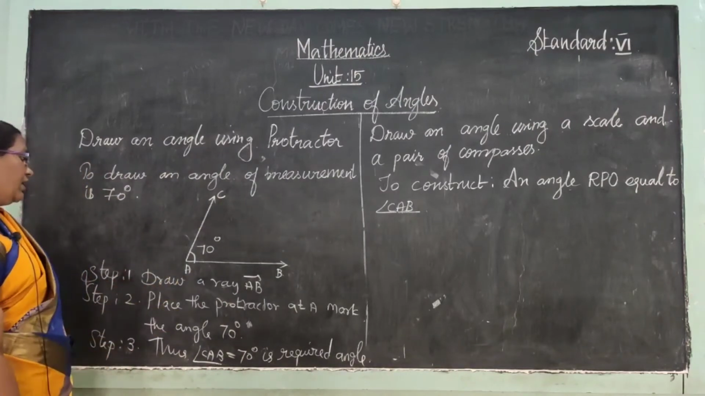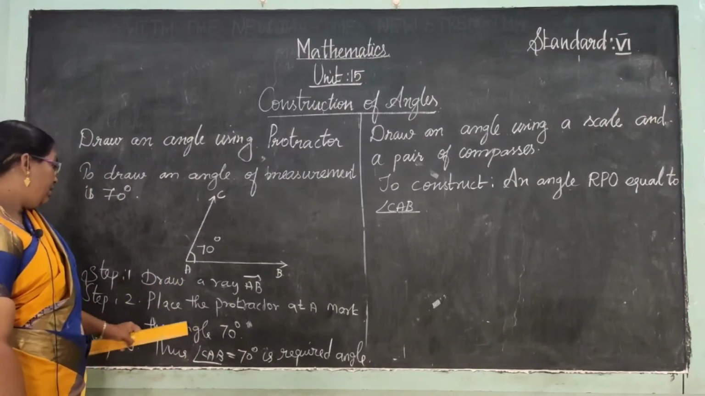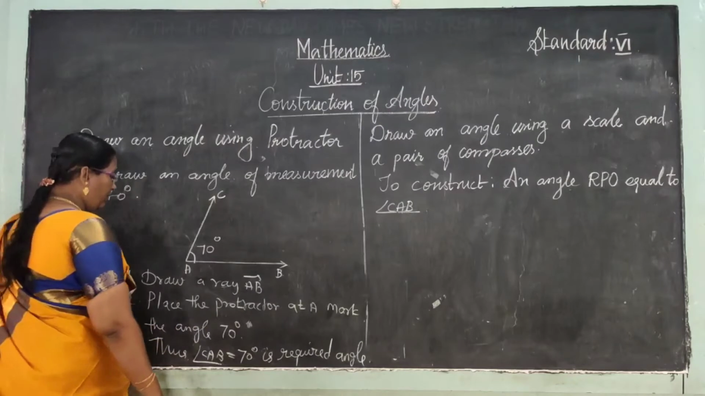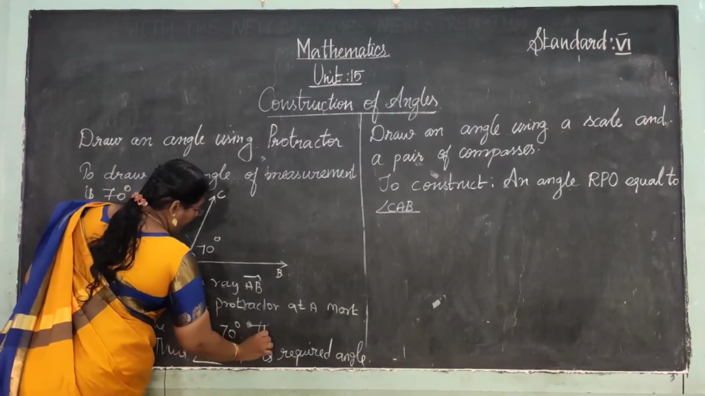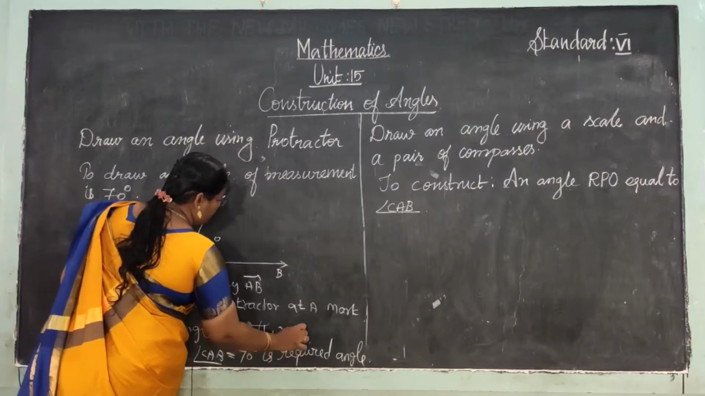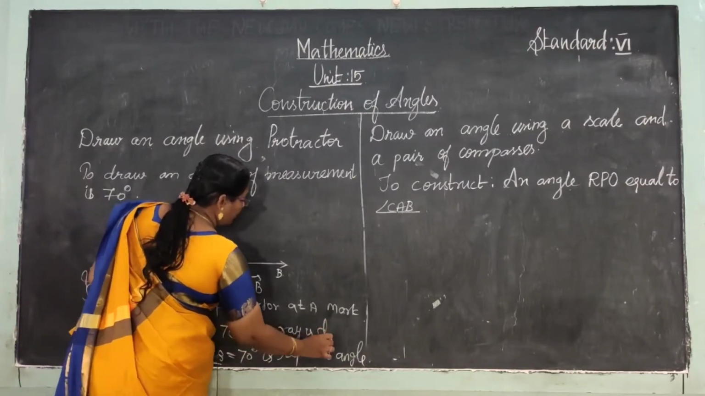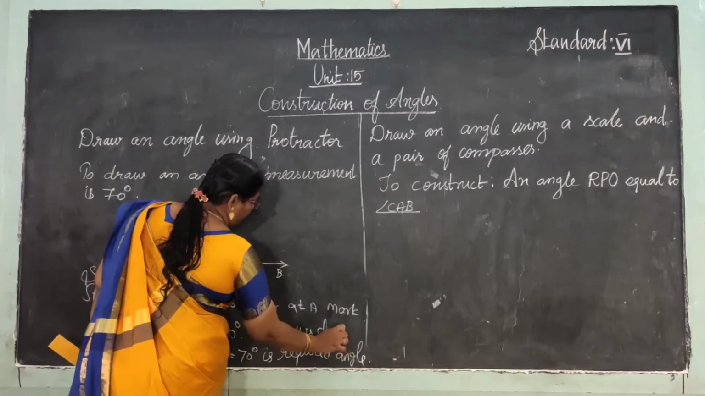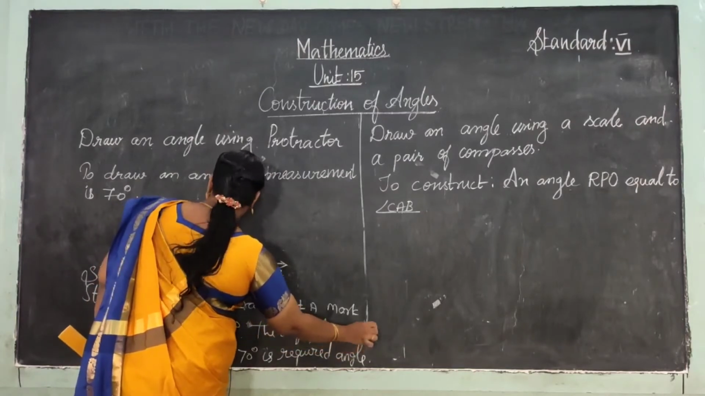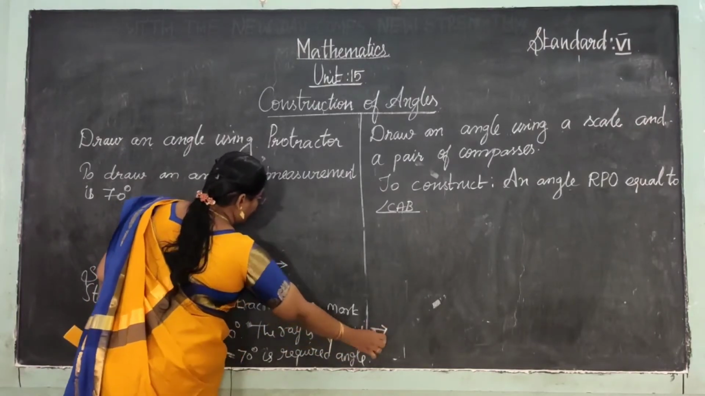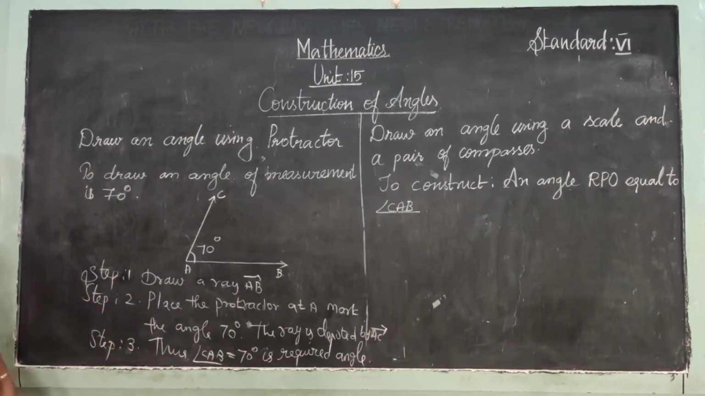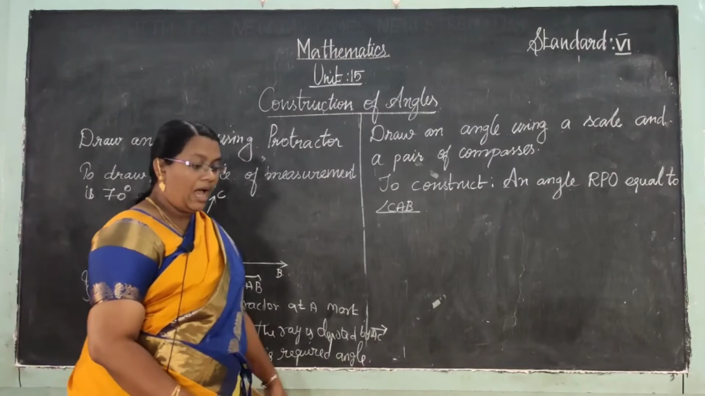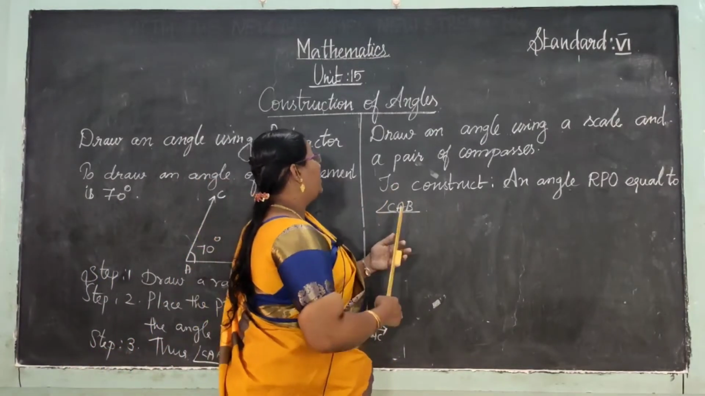Place the protractor at A. At A, mark the angle 70 degree. The ray is denoted by AC. Thus the angle CAB equal to 70 degree is the required angle. See the next one.